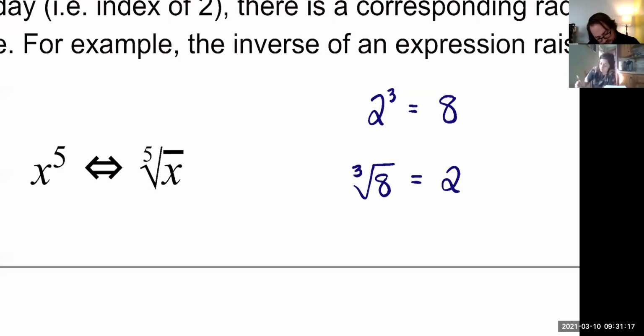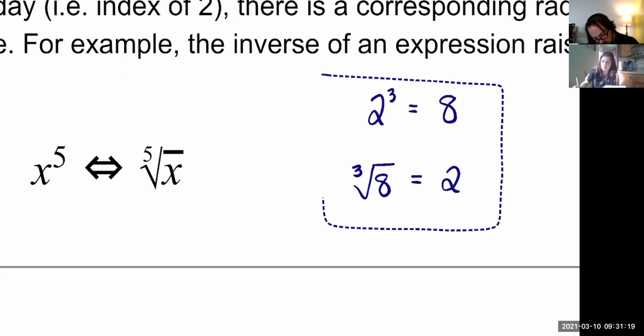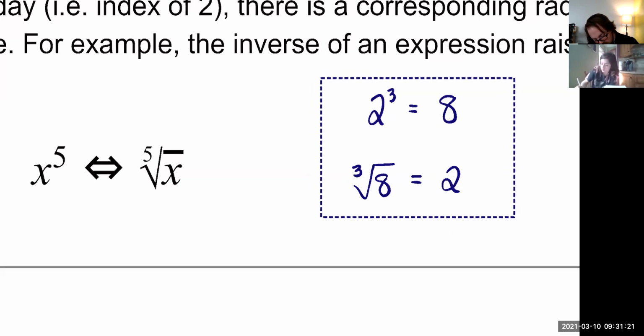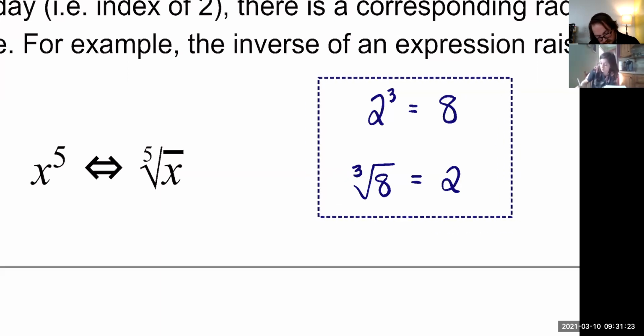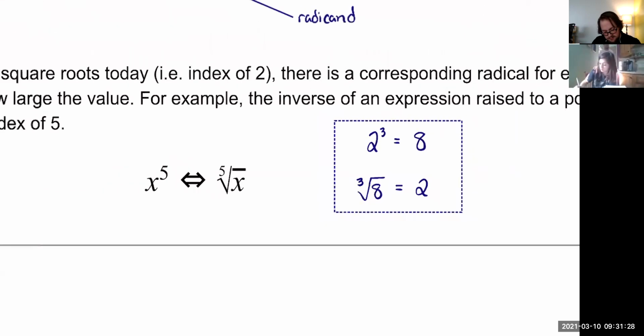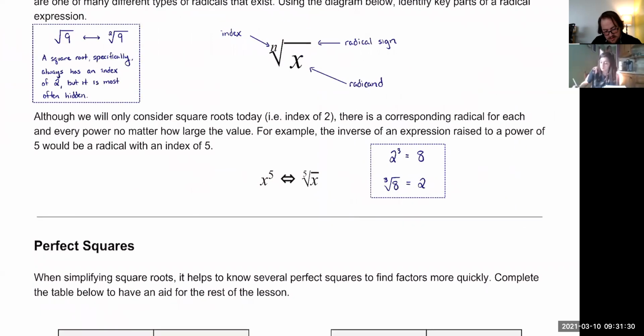Now, don't fret too much. You will spend more time on this as well in Algebra 2. This is just a quick preview. There are more indices out there because there are more powers than just powers of 2. But like I said, today our main focus, we're not looking at all those other powers. We're only worried about perfect squares, and therefore its inverse, the square root.